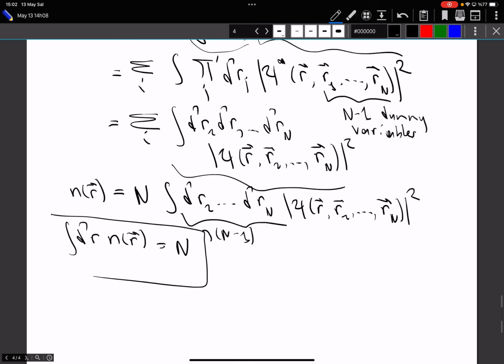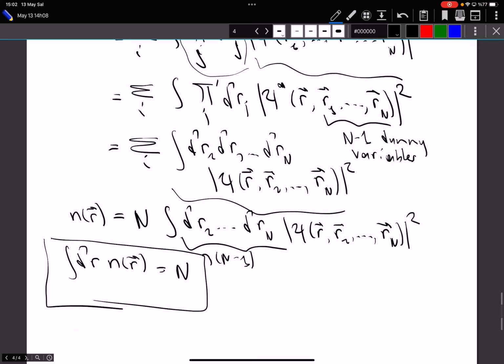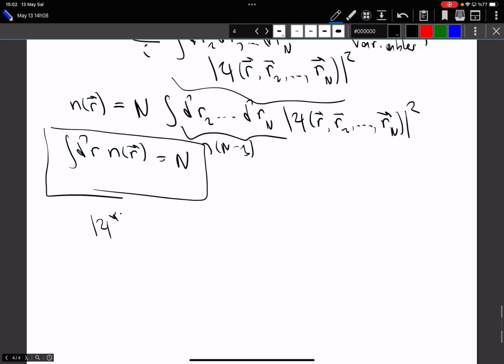Well, this is also what we expect. If you integrate the number density over all space, you should get the total number of particles. Where did we go from psi star to psi? Well, psi star squared is psi squared. Since I'm looking at the absolute value, it doesn't matter.